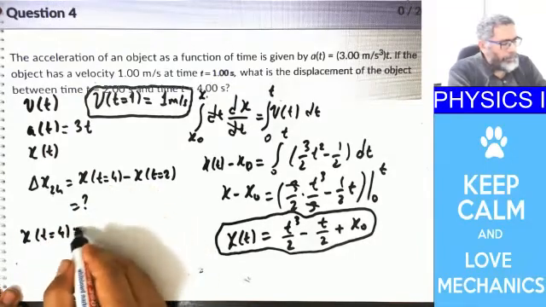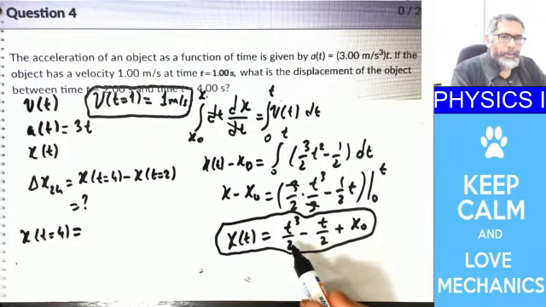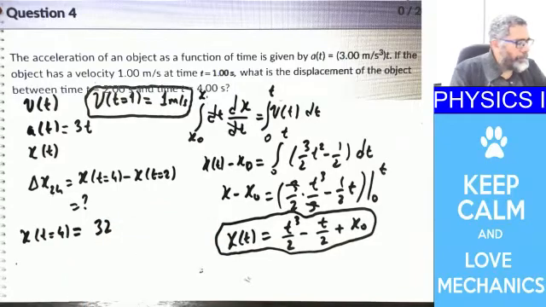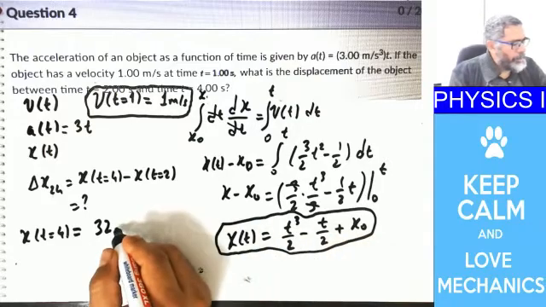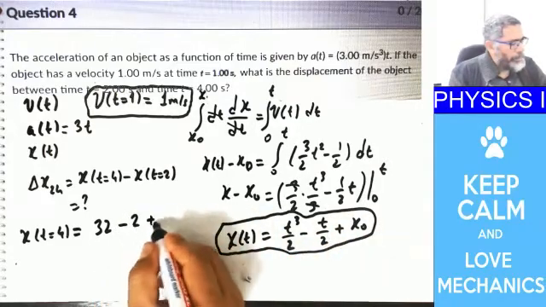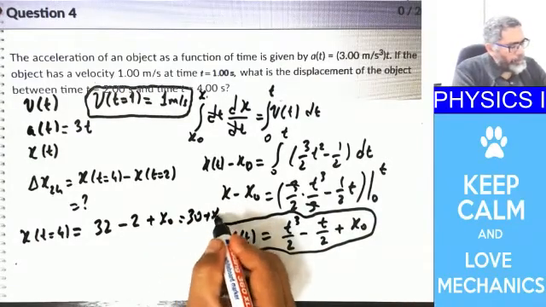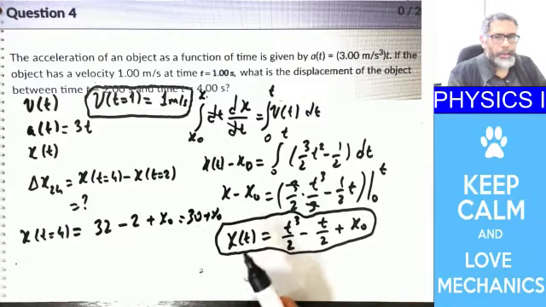So just come over here and calculate when time t is equal to, sorry, when time t is equal to 4, what is x? You just put 4 cubed divided by 2. What is 4 cubed? 4 times 4 times 4, divided by 2, which is 2 times 16, which is 32, minus 4 divided by 2, which is 2, and plus x0. So that means this is 30 plus x0. x at time t is equal to 4 is 30 meters plus x0, whatever the x0 is.